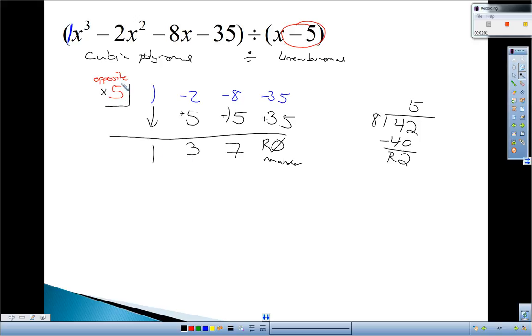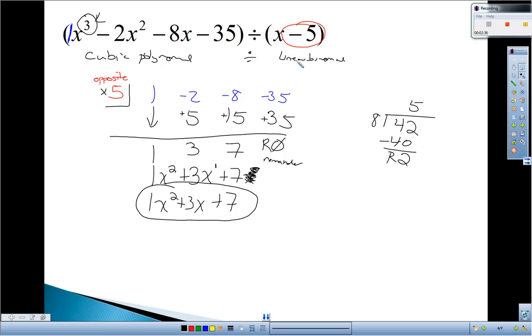Now my answer is always 1 degree less than the original problem. And since this has a degree 3, my answer is going to be 1 degree less, so it'll be degree 2. So my answer is going to be 1x squared plus 3x to the first plus 7x to the 0 with no remainder. And then just remember guys, you don't have to put an exponent of 1, and you don't have to put x to the 0th power, because that's understood to be 1. So this would be my answer for this problem: 1x squared plus 3x plus 7, which we would call a quadratic trinomial.